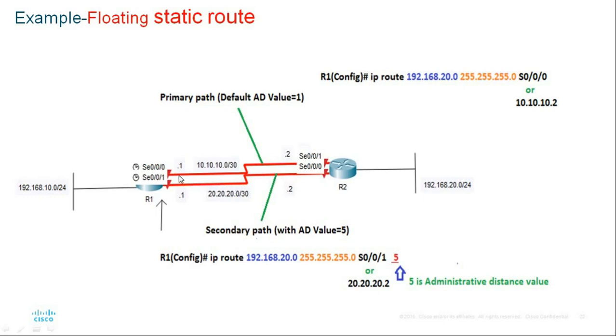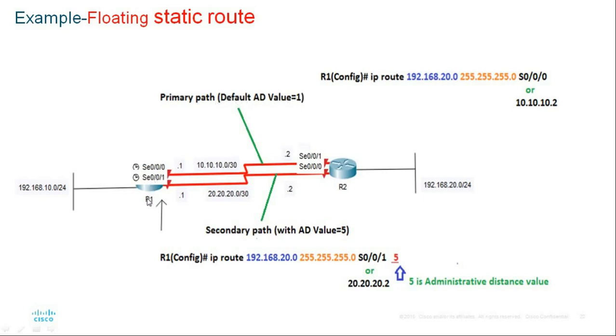See here. Now I'm thinking this link is the primary path. I told you, for any static route, the default administrative value in Cisco is how much? 1, right? For example, if you are using Huawei devices, the default administrative value is 60. But in Cisco devices, the default administrative value for the static route is 1. So the primary path is 1.